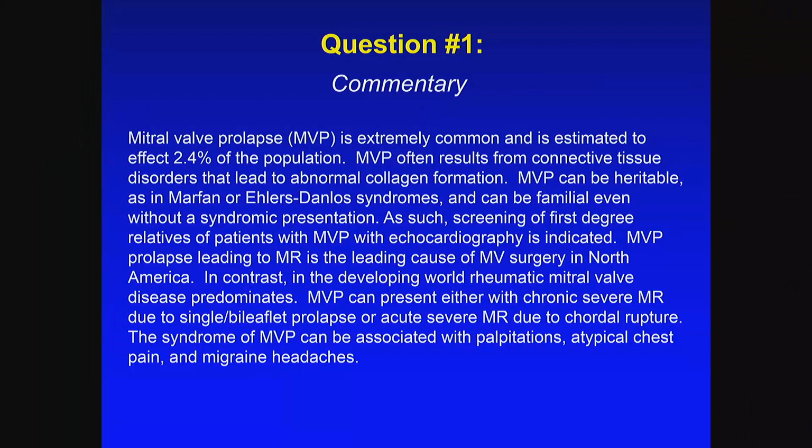Prolapse leading to MR is the leading cause of mitral valve surgery in North America. In contrast, in the developing world, rheumatic valve disease is a predominant cause of mitral regurgitation that requires surgery, usually with mixed mitral stenosis and regurgitation. Prolapse can present with either chronic severe MR or acute severe MR due to chordal rupture, and the syndrome can be associated with other symptoms like palpitations, chest pain, or migraines.